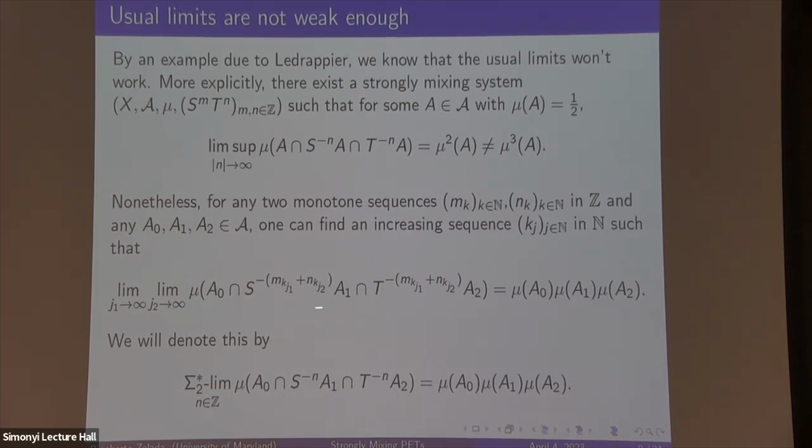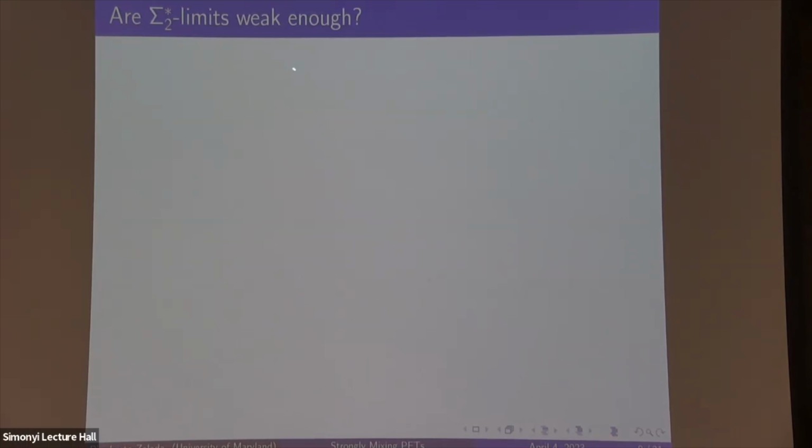All right, and now to aggregate all this, we'll write sigma 2 star limit. What we mean by sigma 2 star limit is that when we compute any limit of this form, we always get the same value, allowing ourselves to go to a subsequence. All right, so we can get independence along star limits. So a natural question is whether sigma 2 star limits are weak enough that they can avoid any possible obstruction that will arise when we compute a triple correlation limit of that form.